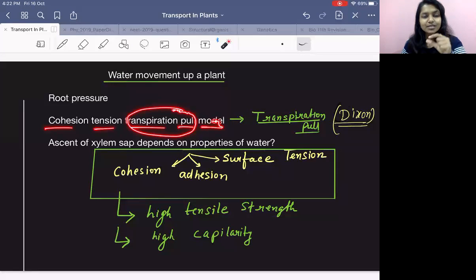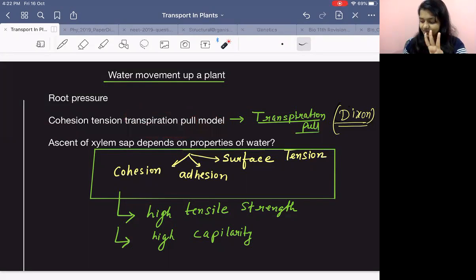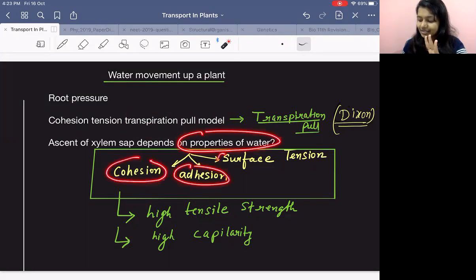Now, the water moves continuously. It never happens that a little amount of water is there, then a little gap, then a little amount of water is there, then a gap. No, right? It always flows continuously. How is this continuous flow happening? That is because of the property of water. The water has three properties: cohesion, adhesion, surface tension.